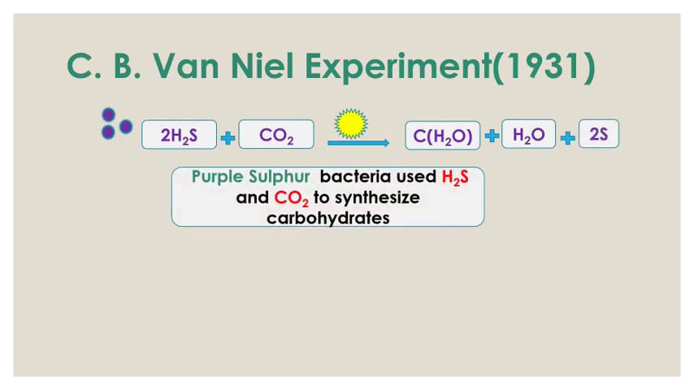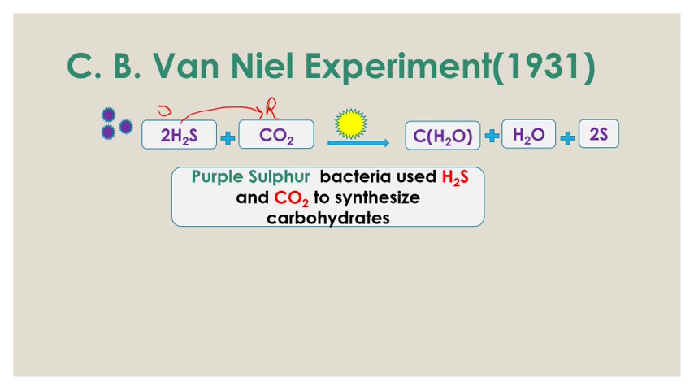So what did he postulate? Here he studied that the purple sulfur bacteria are using the hydrogen sulfide and carbon dioxide, and they are synthesizing carbohydrates. Hydrogen sulfide is losing its electron, so it is undergoing oxidation. Carbon dioxide is accepting the electron, so gaining of electron, it is undergoing reduction, and carbohydrate is formed.